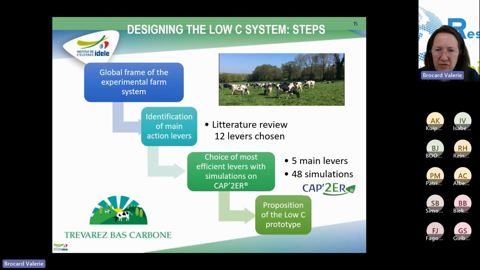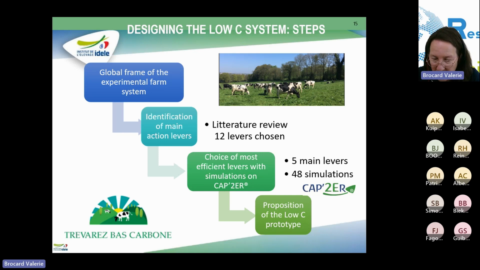Then, thanks to the literature review, we could select 12 levers that may impact and decrease the carbon footprint. We selected 12 levers that we could really implement in our background. Then we performed some simulations to see which impact these different levers and the combination of the different levers could have on the paper to decrease the carbon footprint.